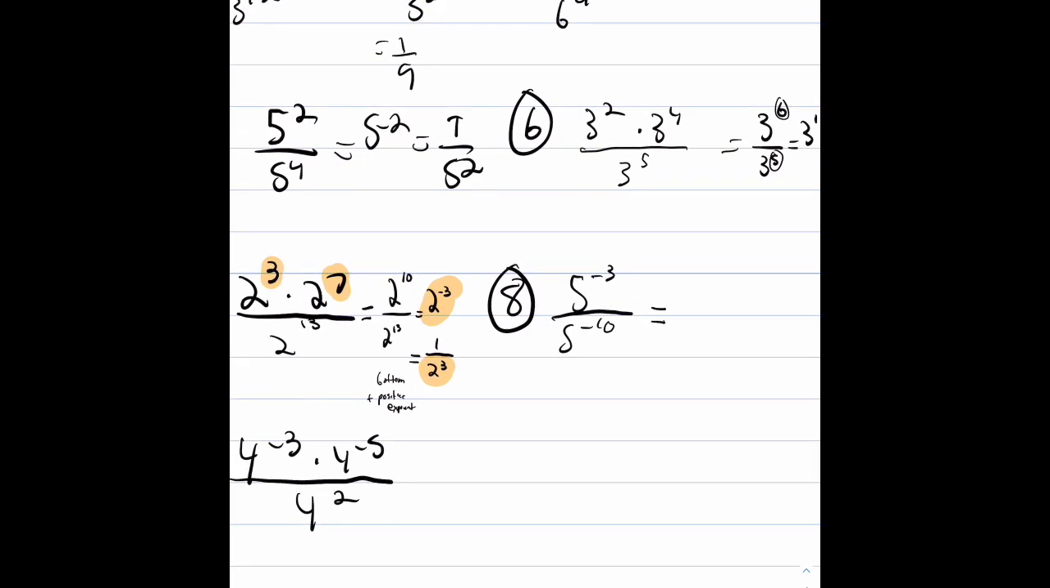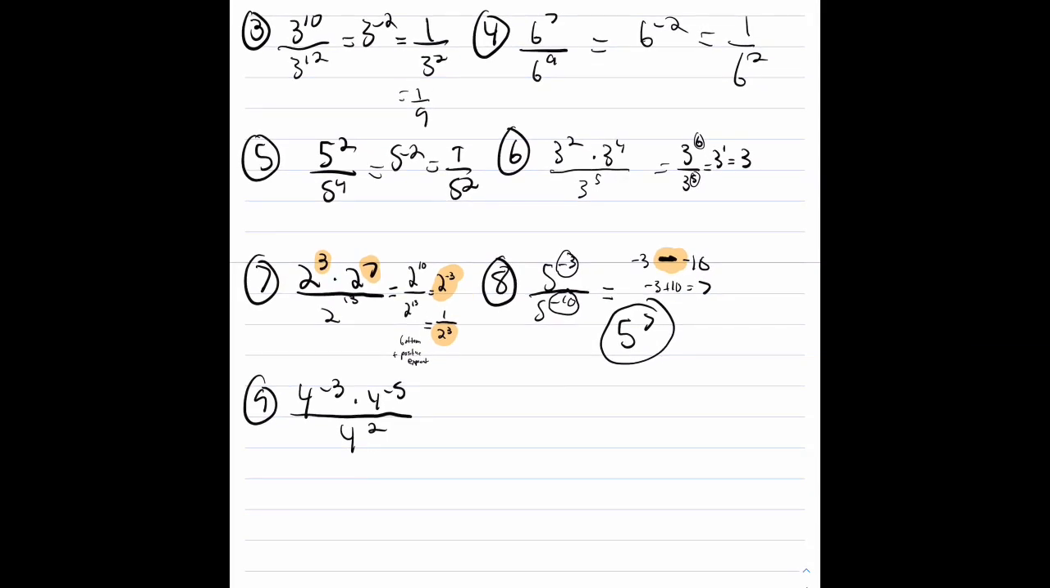Definitely hard here. I wonder if anyone got this. We're going to subtract these exponents, which were negative 3 and negative 10. Do you see it now? There's the double negative. So it's going to be really negative 3 plus 10, which will be 7. So you should get 5 to the 7th. No negative exponents anymore.